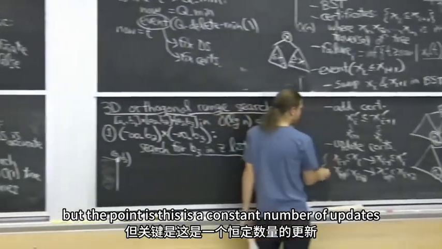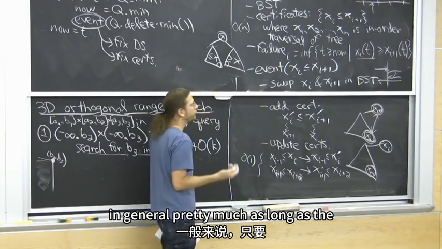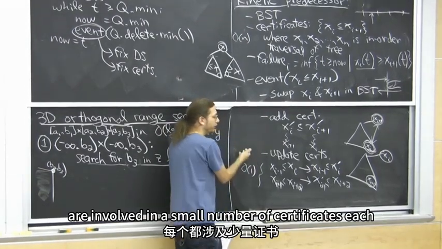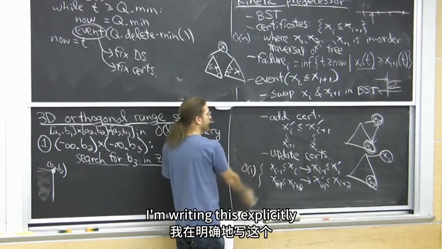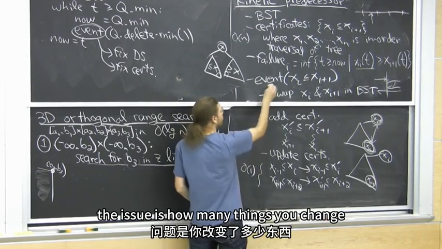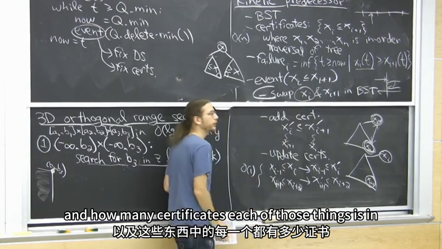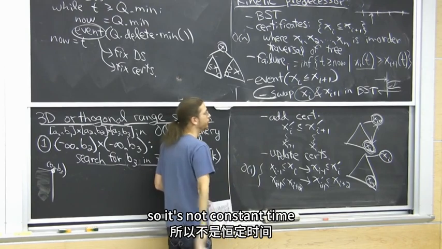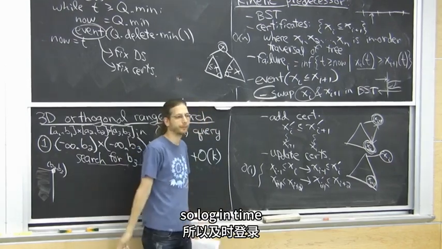But the point is this is a constant number of updates. In general, as long as the items you're changing are involved in a small number of certificates each, then this will be cheap. I'm writing this explicitly, but in general, it's just update whatever certificates those points were involved in. The issue is how many things you change and how many certificates each of those things is in. In this case, changing a constant number of things, each of them is in a constant number of certificates. So it's not constant time, but a constant number of calls to priority queue updates. So log n time.